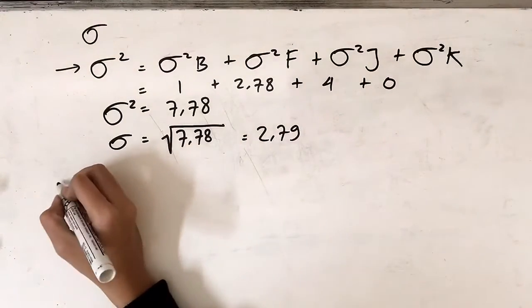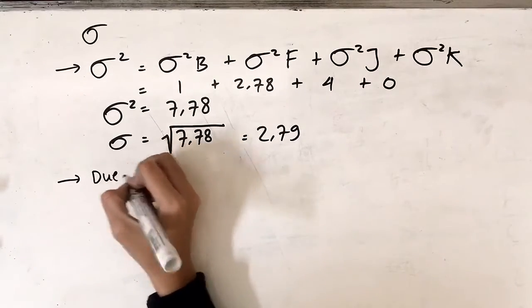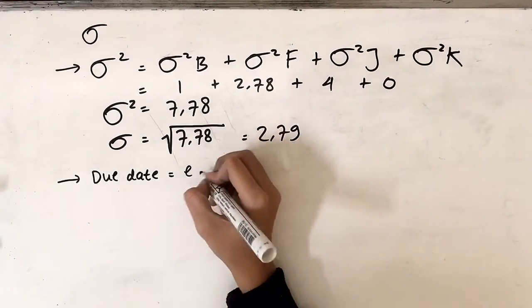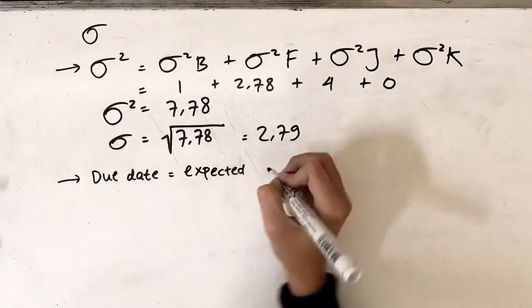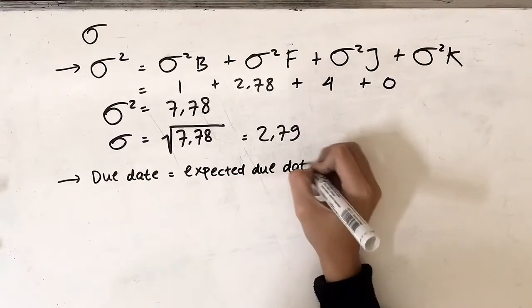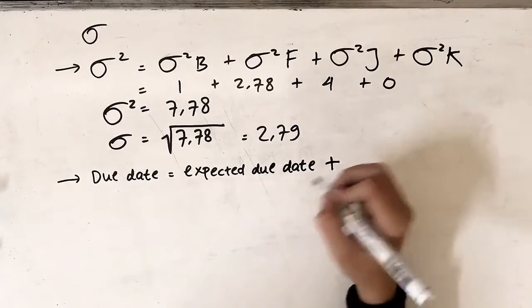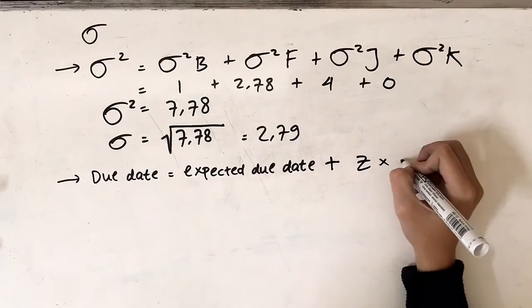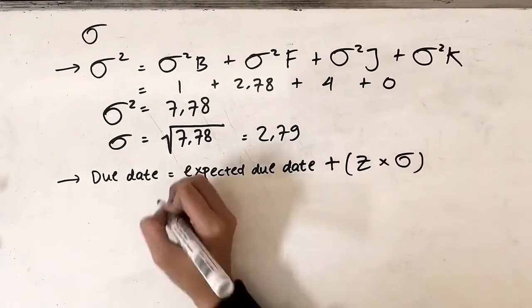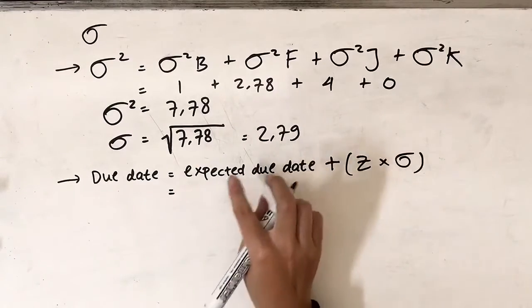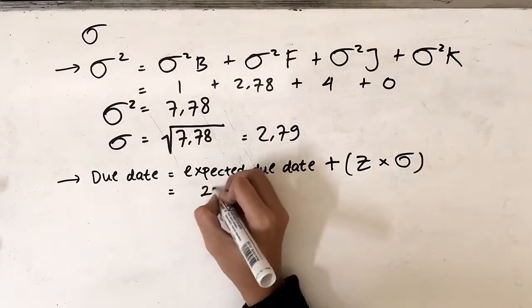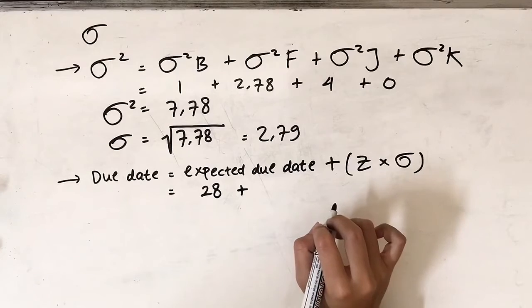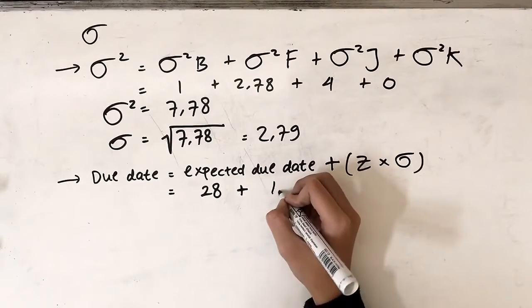So here we want to find the due date for this project. We can get it by adding the expected due date to the z-value times the standard deviation we just calculated above. We already have the expected due date, which is 28 weeks. We get the 28 weeks from the earliest finish, or the latest finish, of the final activity in our network diagram, which is activity K.